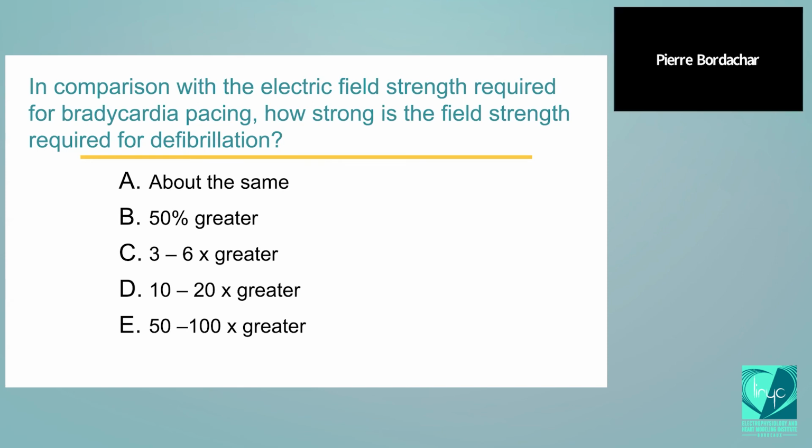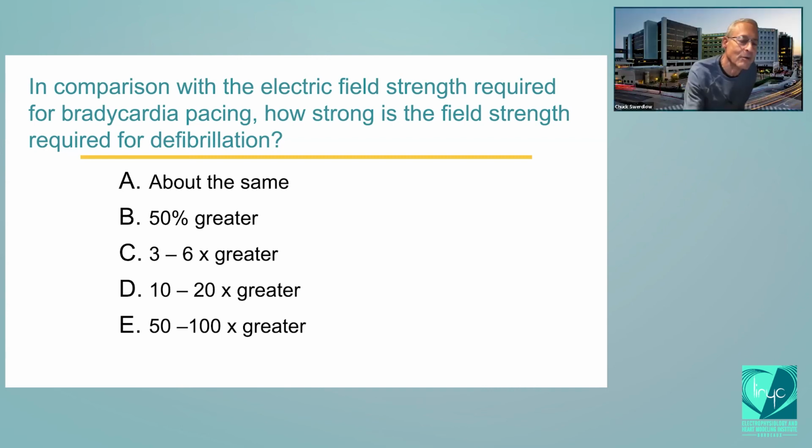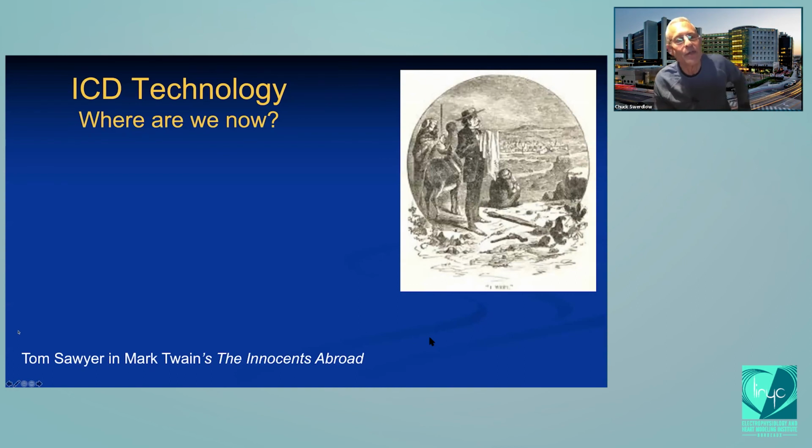Correct. Three to six times greater. Even though we use 10 million times the energy of a pacing pulse, we only need a slightly greater field because defibrillation is a global phenomenon and pacing is a local phenomenon. So I'd like to leave you with this thought.